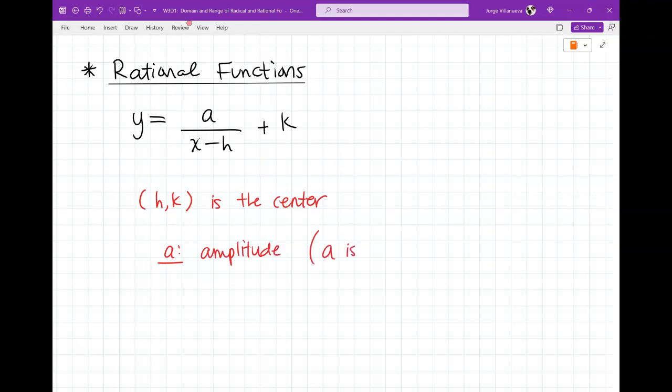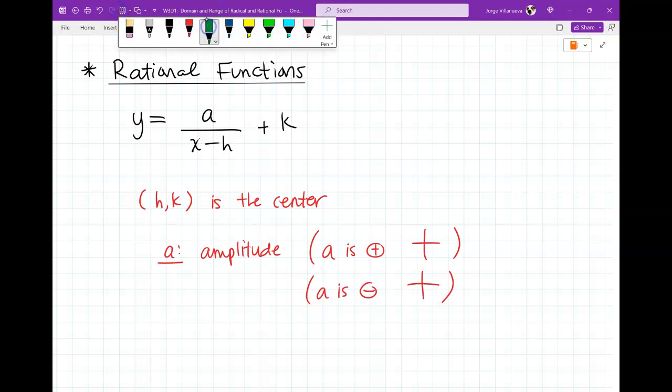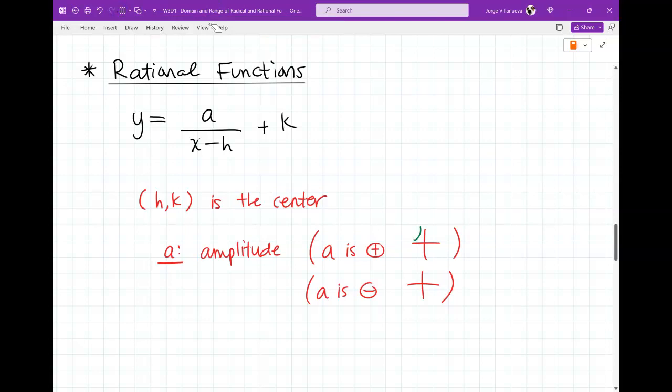Now, if A is positive, I'll draw the graph right now. And if A is negative, so a positive would look like, sorry, drew it backwards, would look like this. Negative would look like this. Sorry, that's a little curling there. Let me fix that. But again, I'm not too worried about the graph. Not for this. Because all we're going to do is they're just going to ask you to find the domain of this. Just find the domain of this.